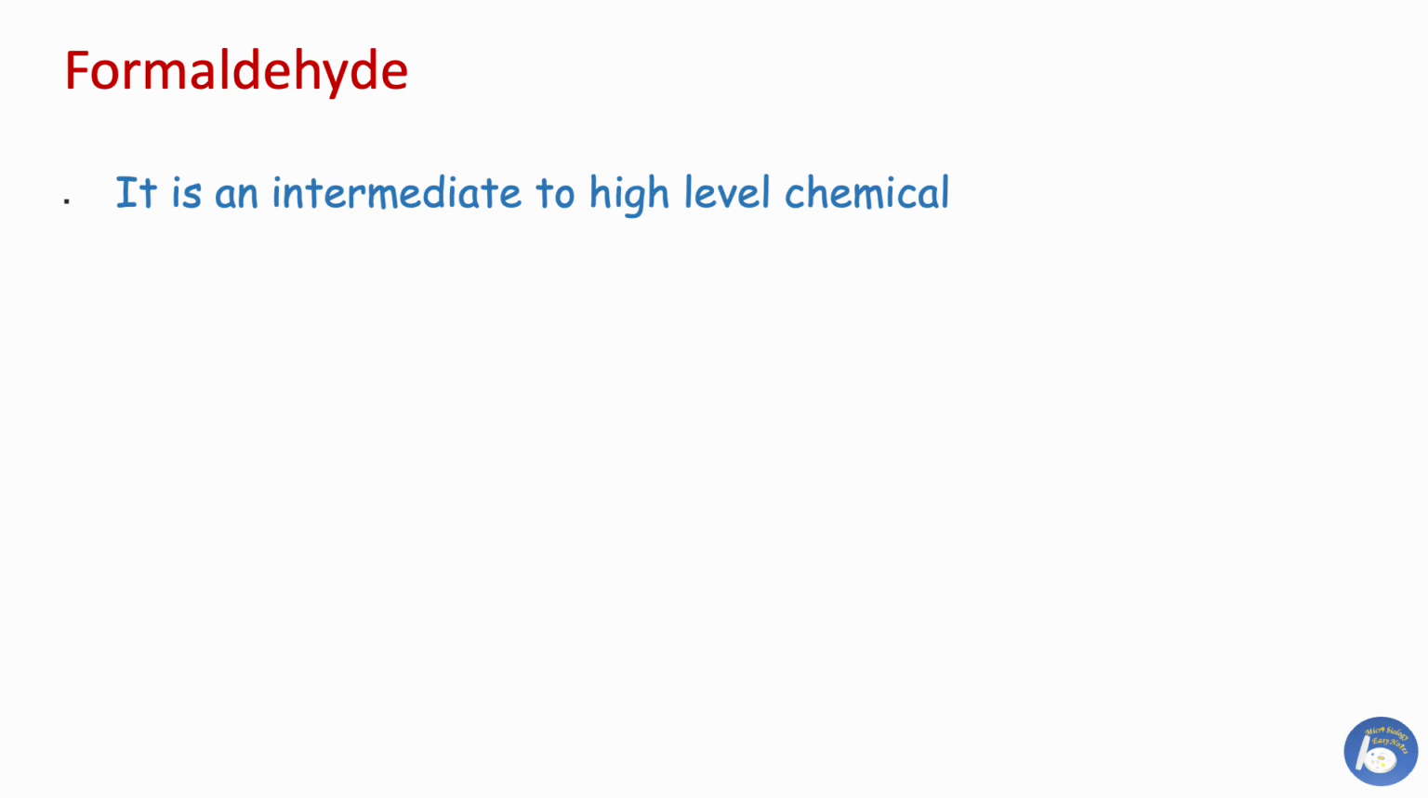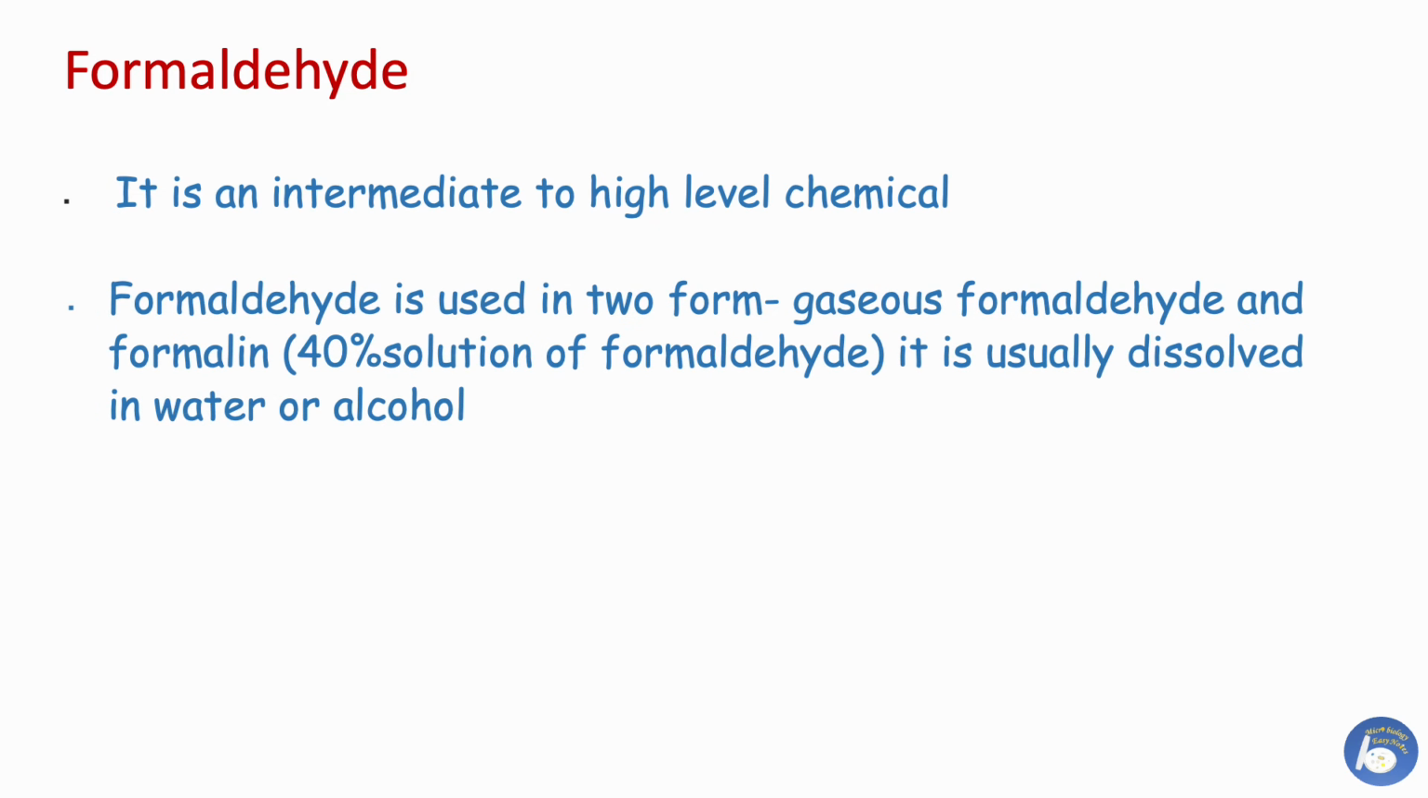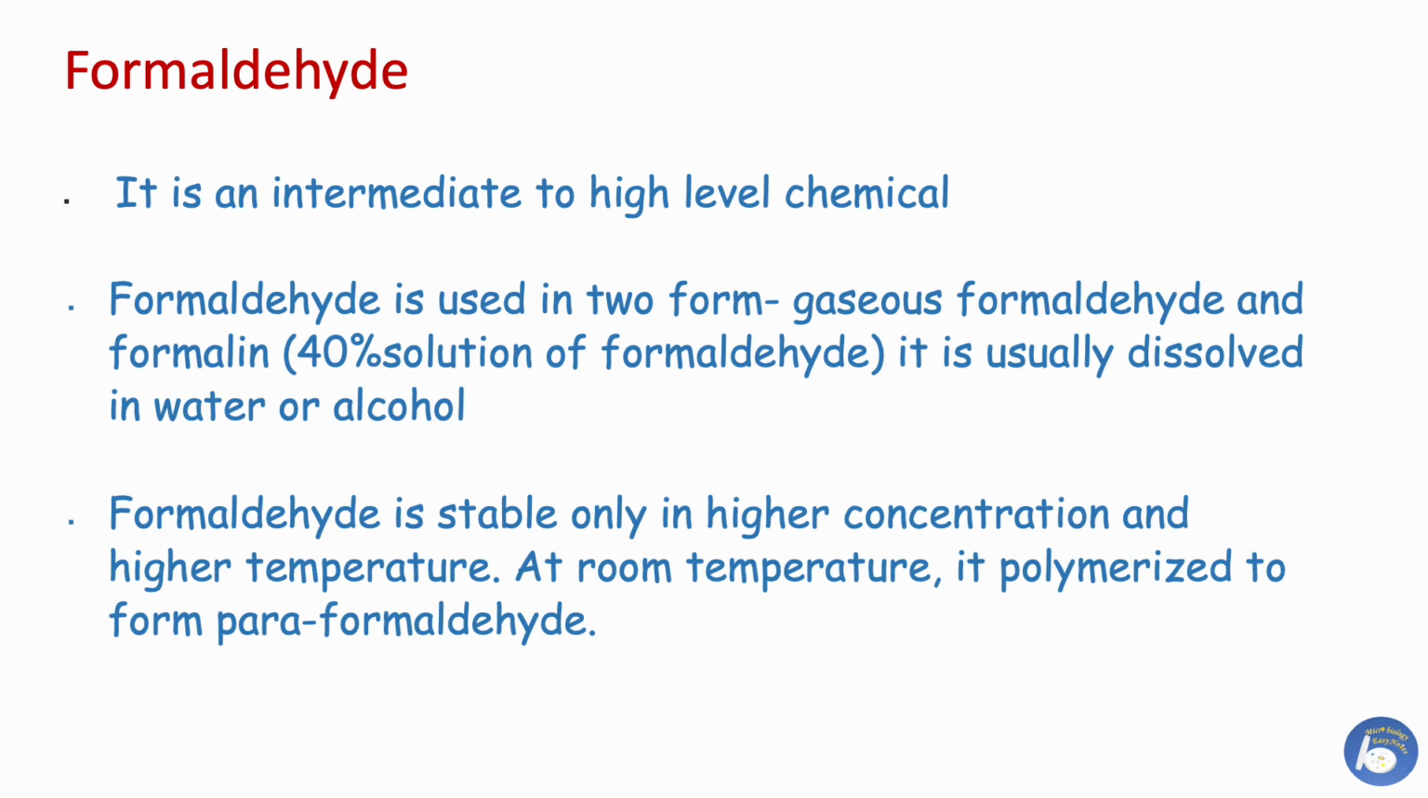Formaldehyde. It is an intermediate to high-level chemical. Formaldehyde is used in two forms, gaseous formaldehyde and formalin. Formalin is a 40% solution of formaldehyde. It is usually dissolved in water or alcohol. Formaldehyde is stable only in higher concentration and higher temperature. At room temperature, it polymerizes to form paraformaldehyde.